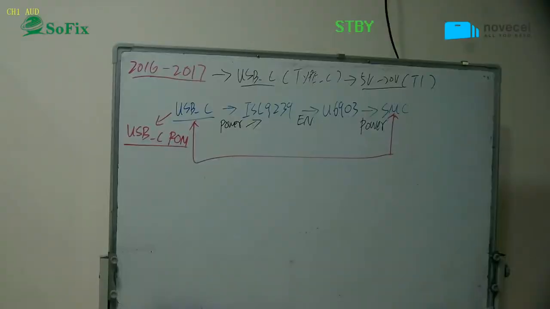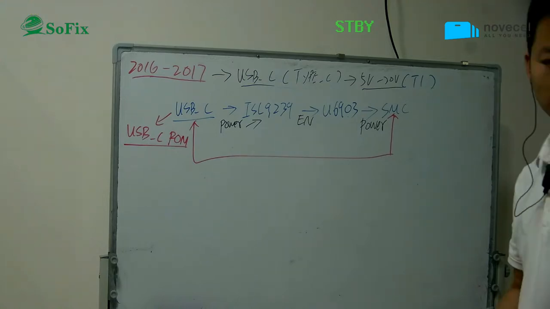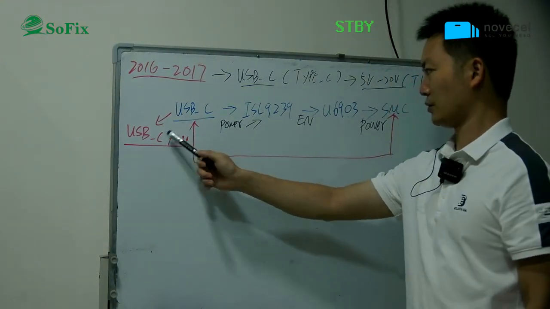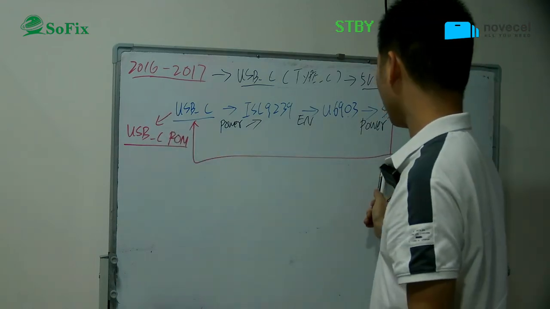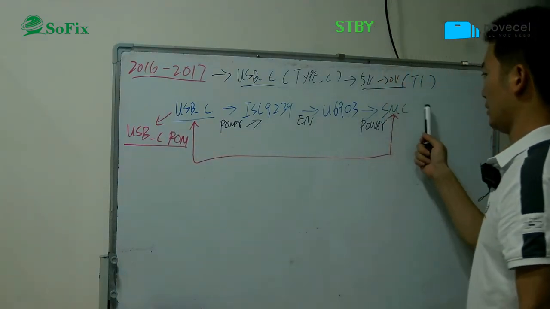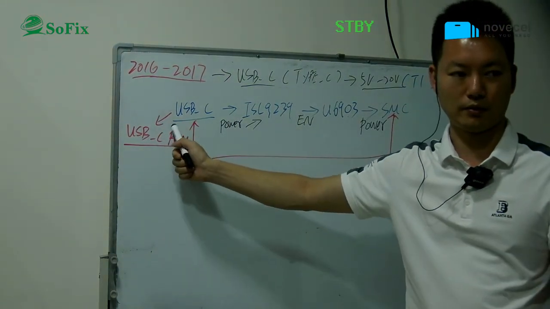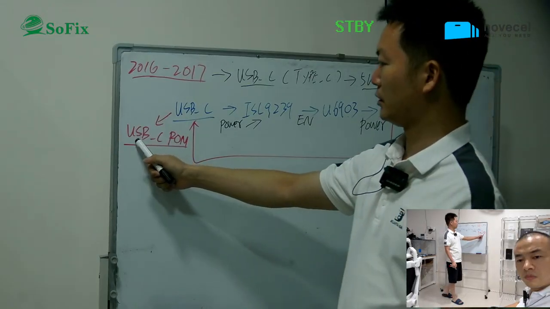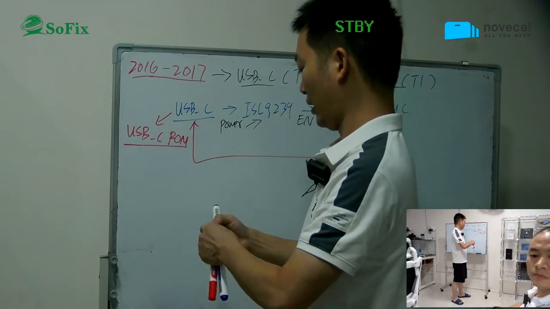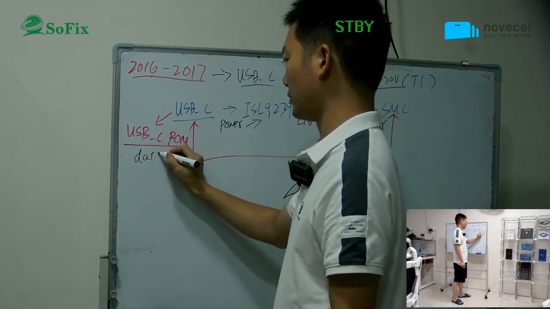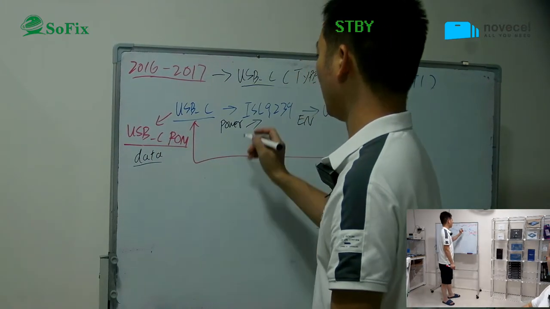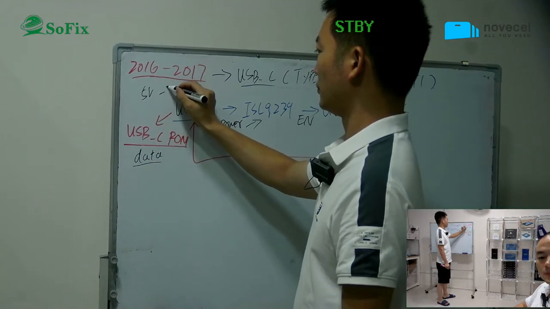So this is about the T1 socket, USB-C, the communication, the data to the USB-C chip. The USB-C ROM communicates the data to USB-C. When the SMC working connection is normal, then it communicates the data to the USB-C chip. The USB-C chip reads the USB-C ROM data. When the data is normal, then it can boost from 5 volt to 20 volt.